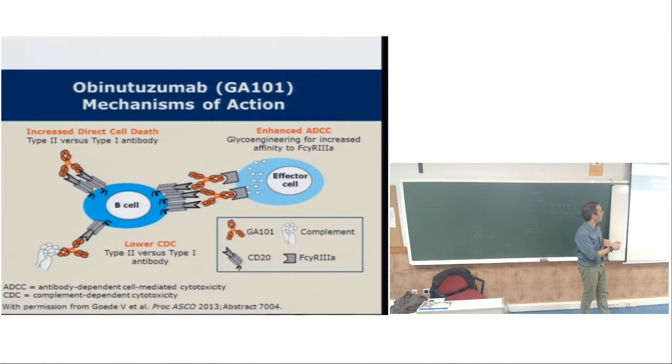This is an example of a monoclonal antibody that has been glyco-engineered. It has this glycosylation in the specific site, which favors the affinity to the effector cells having the receptor for the Fc portion. Okay, so we can improve this recognition, this affinity, and make this effector cell more effective.